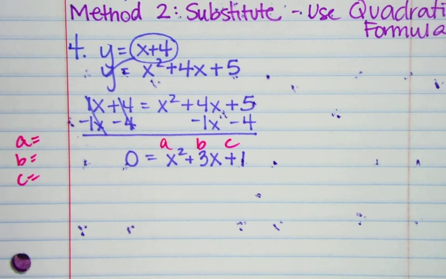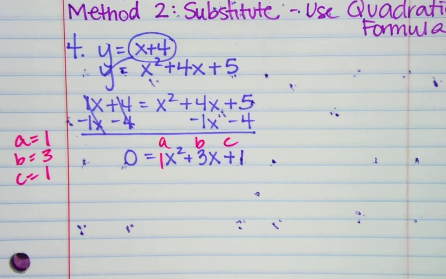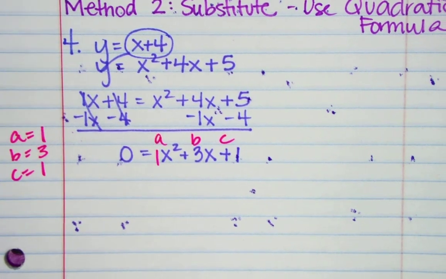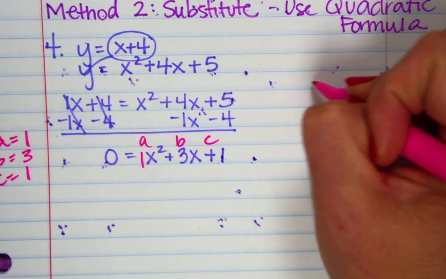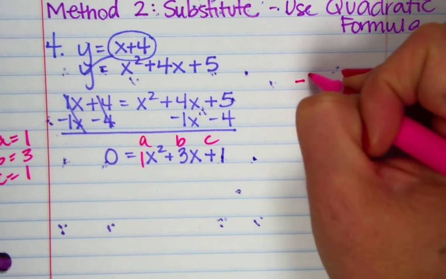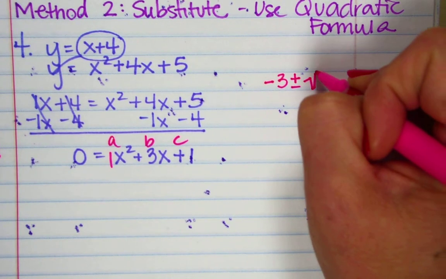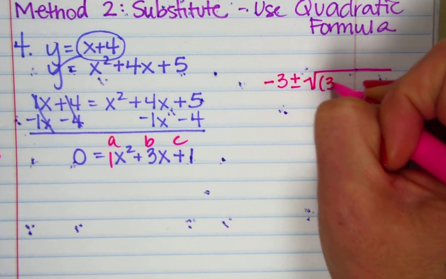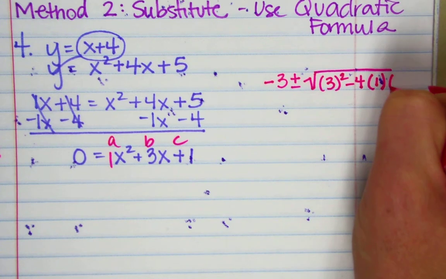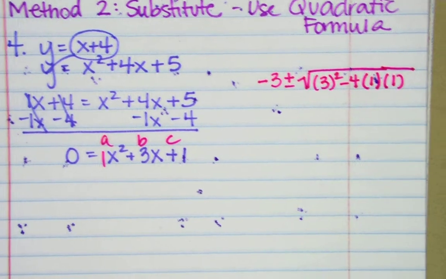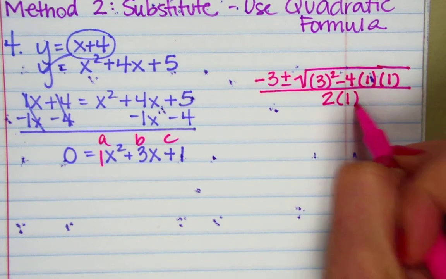So what's A? 1. Good. Good memory, y'all. Okay, what's B? 3. C? 1. Easy peasy. Okay, y'all remembered well from last class. Okay, I'm going to do it over here to save myself a little bit of space, okay? So it's negative B, so it'll be negative 3 plus or minus the square root of b squared, so 3 squared minus 4 times a is 1, times c is 1, and divide all that by 2 times a.